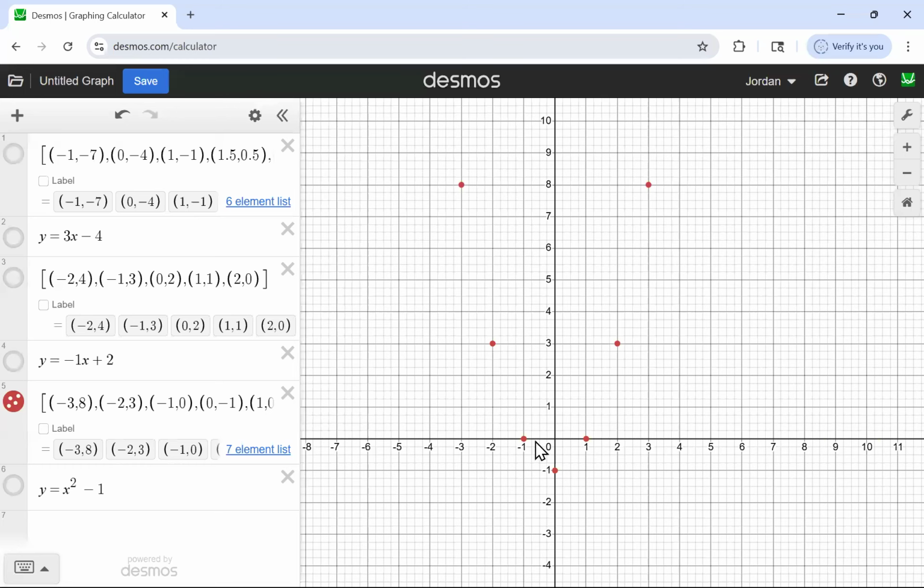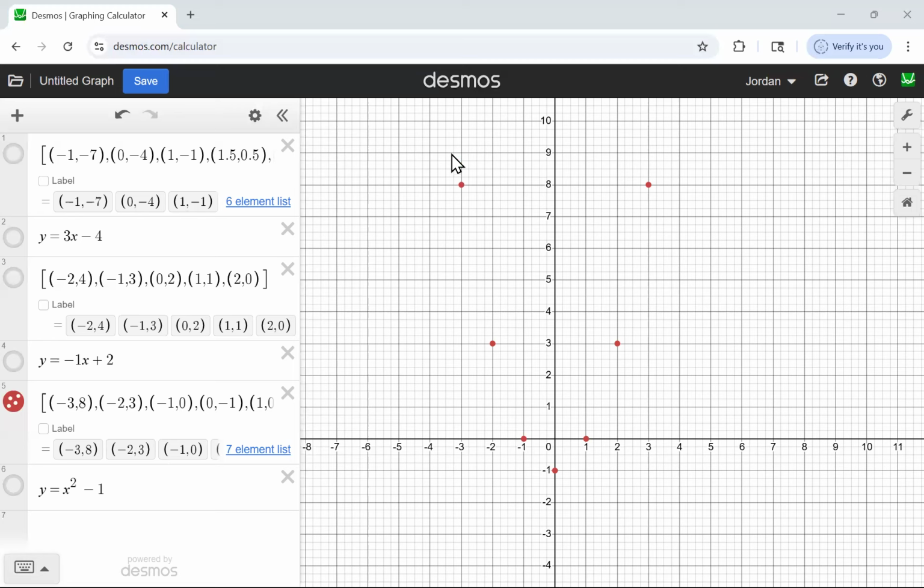Now, I've already plotted these points. So negative 3, 8 is right here. Negative 2, 3 is here. Negative 1, 0, then 0, negative 1, then 1, 0, then 2, 3, and then 3, 8. So you get this pattern where, left to right, you're traveling down and hitting this sort of bottom point and then coming back up.